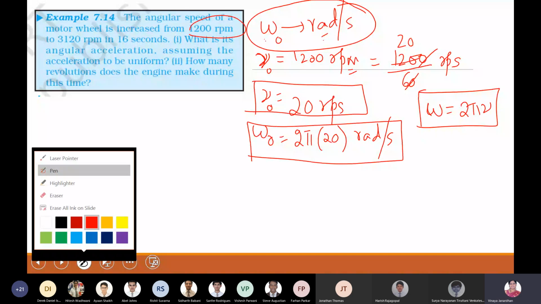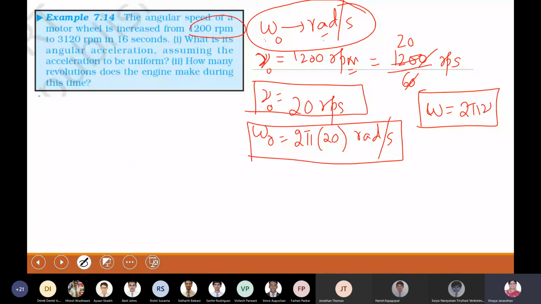This relation in circular motion, you have to understand this relation. Next.